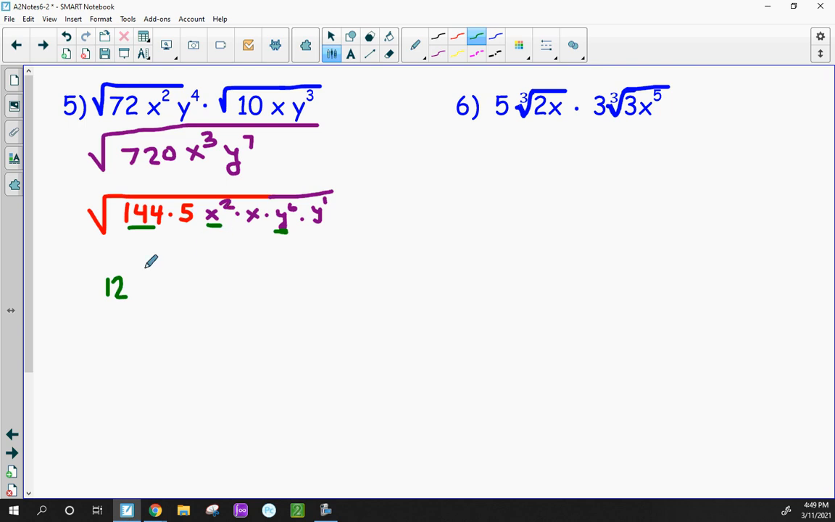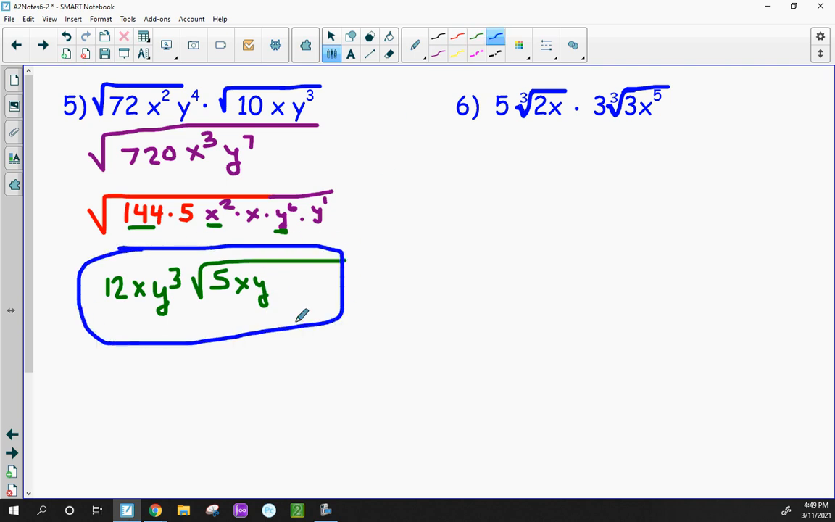The square root of x to the second is x to the first. The square root of y to the sixth is y to the third. Then I write down my radical, put my 5, and my x, and my y. And that's the best answer.